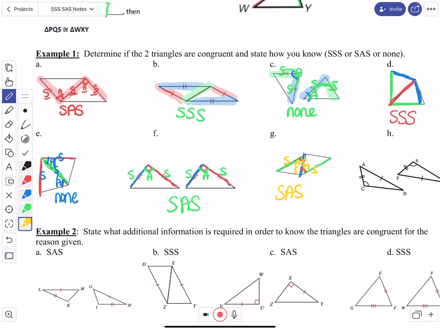Okay. Now on these, you may notice right off the bat that the angle here is not in between those two sides. In fact, our angle is supposed to be right there in between those two sides. So just looking at that triangle right there, you can tell that this one is going to be none. And same thing over here. This angle is not where it needs to be. It should be right here in between those two sides.